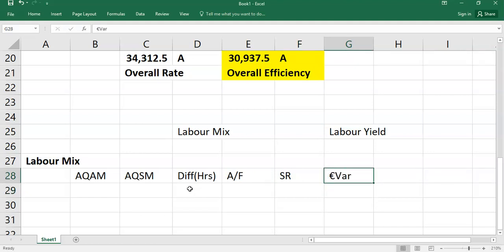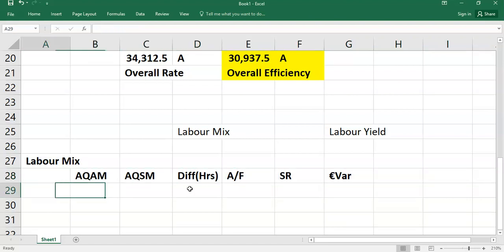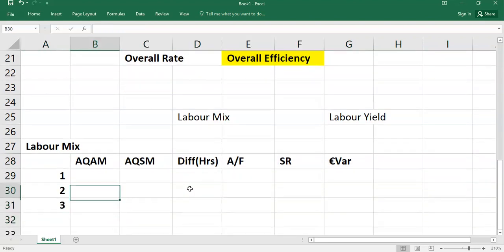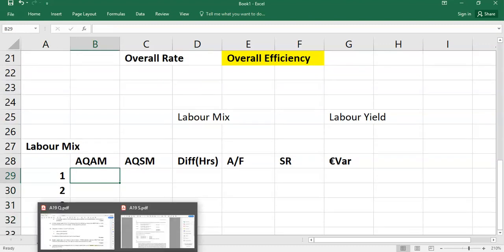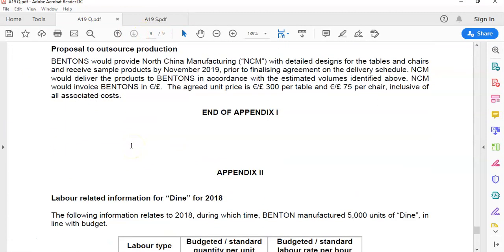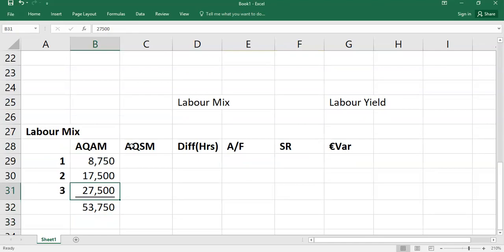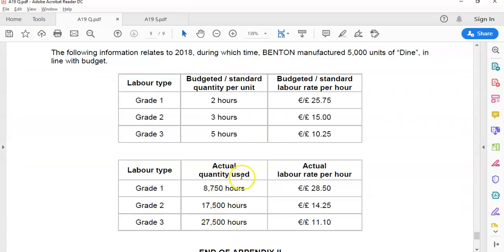So the key point here is about practice. The labour mix table is very similar to the sales mix table, is very similar to the materials mix table. And we have 3 grades here, 1, 2, and 3. Now, the first key thing is AQAM is just the actuals. What's the actual amount of each of the hours used? And you get that from the appendix. That will be, in this case, 8,750, 17.5, and 27.5. So total hours worked 53,750. And that is coming from here, actual quantity of hours used.